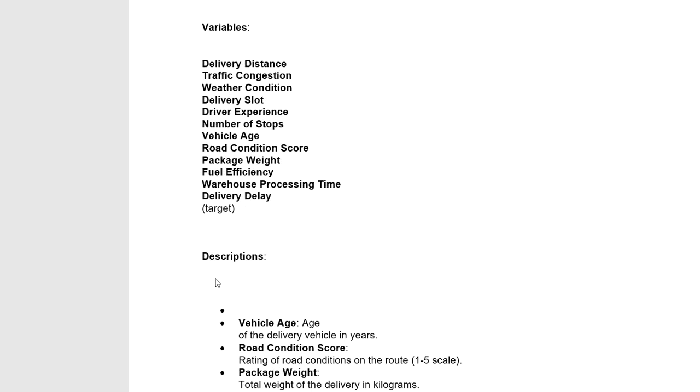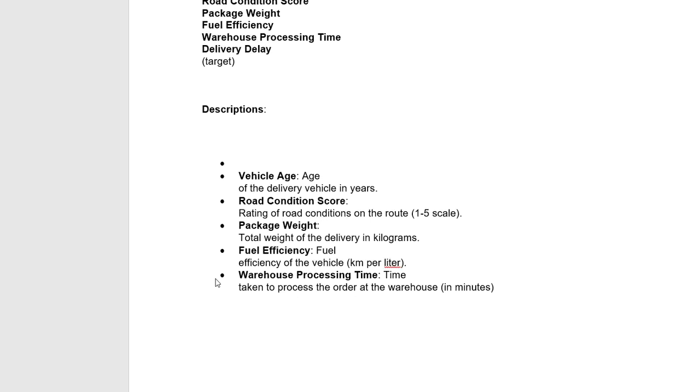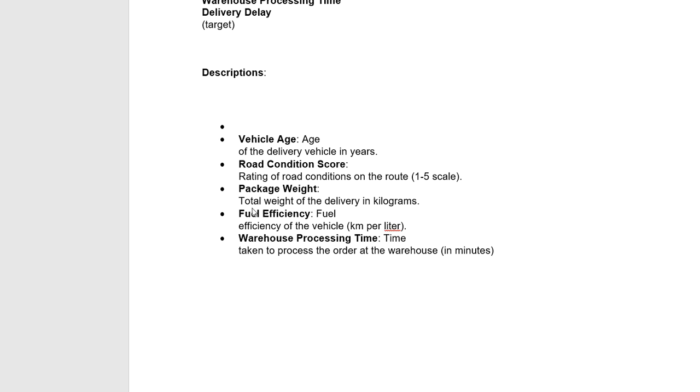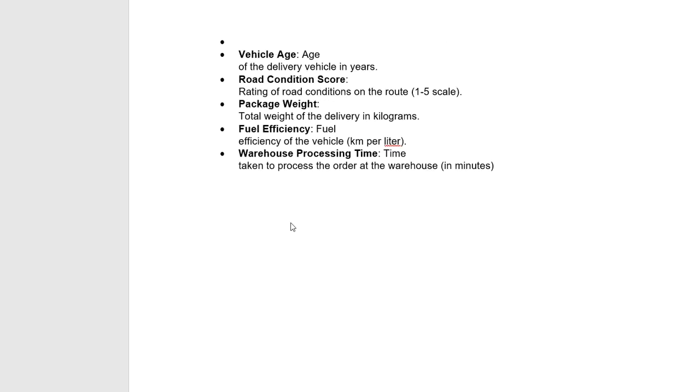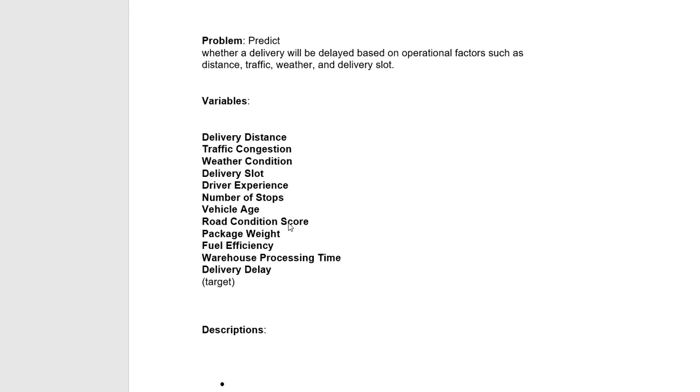delayed. Here the description in our data set is given: vehicle age, age in years; road condition, given as a rating from 1 to 5; package weight, the total weight of the delivery in kilograms; efficiency of the vehicle is given; warehouse processing time, meaning the time taken to process the order at the warehouse, given in minutes. Like that, some variables are given, so I will discuss them.